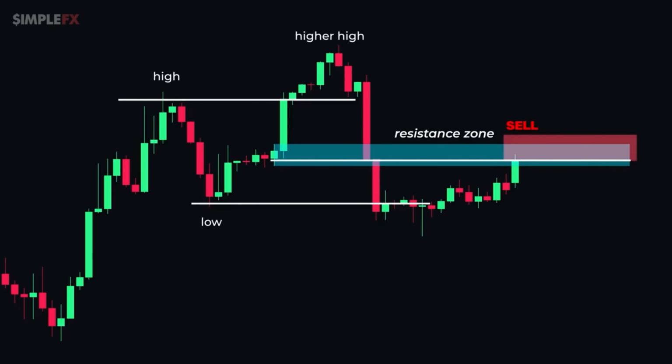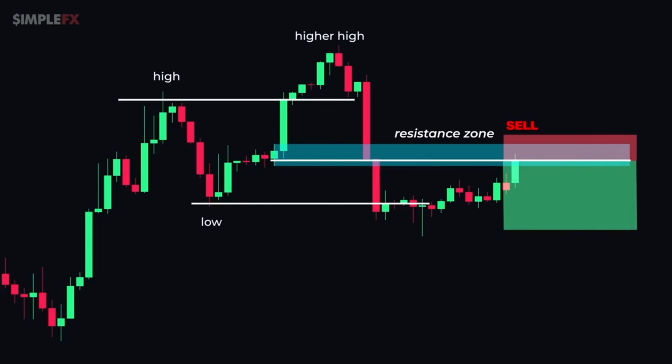Then, place your stop loss slightly above the breaker block and set your take profit at 2 times the size of the stop loss. And as you can see, the price rejected this order block, hit our target, and resulted in a nice profit.